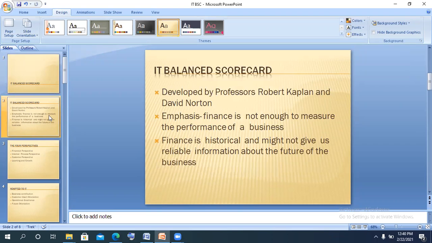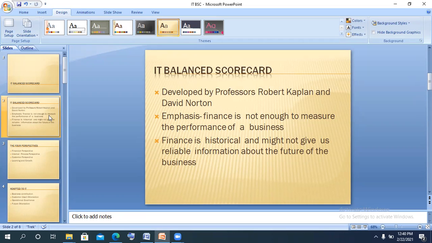So let's start with IT Balanced Scorecard. IT Balanced Scorecard was developed by two professors, Professor Robert Kaplan and Professor David Norton. And the idea they brought was that finance is not enough to measure the performance of a business. Number one, finance is historical. So it's giving us information about the performance of the company in the past. And that might not be enough to give us reliable information about the future of the business.